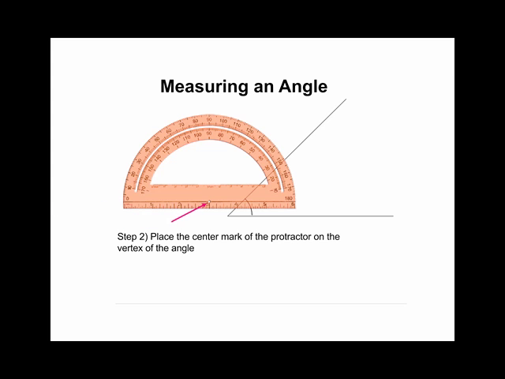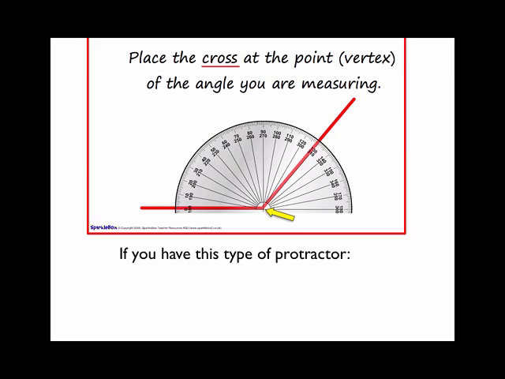When we're measuring an angle, we're going to place the center mark of the protractor on the vertex of the angle. Place the cross at the vertex of the angle if you have this type of protractor.